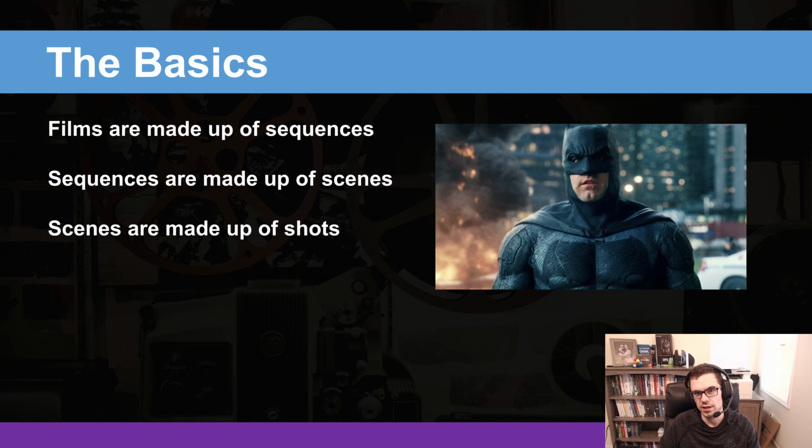Films are made up of sequences, so sections of movies, and sequences are made up of scenes, individual scenes within the movies, and then these scenes are made up of shots. And that's the target of where I'm coming from in all these subsequent lessons.